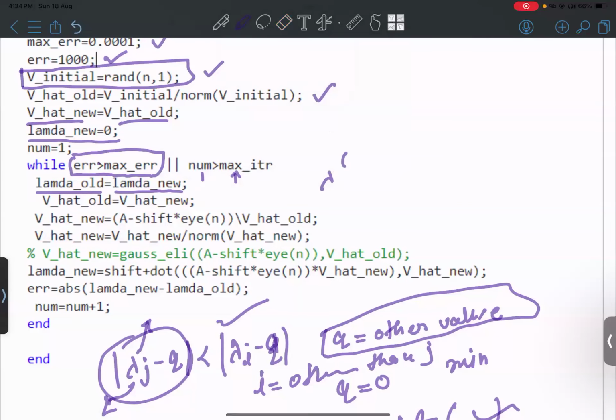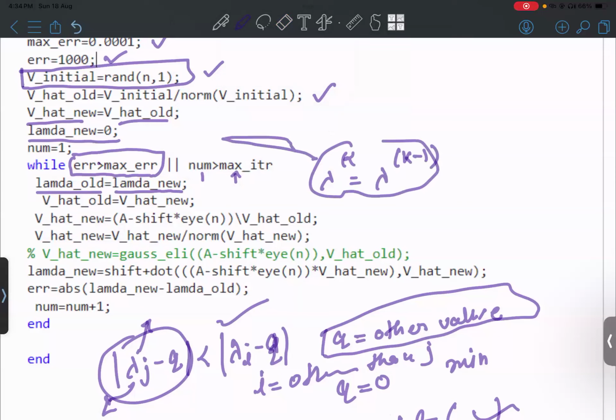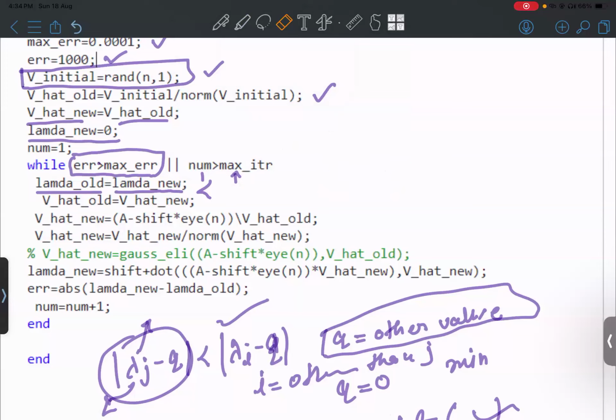I am trying to define lambda kth here. Lambda kth will be equal to lambda k minus 1. This is what I am trying to do in this line. In some lambda old I want to store the previous value. Similarly, I have defined v hat of old equal to v hat of new, meaning the previous value will be stored in the old.